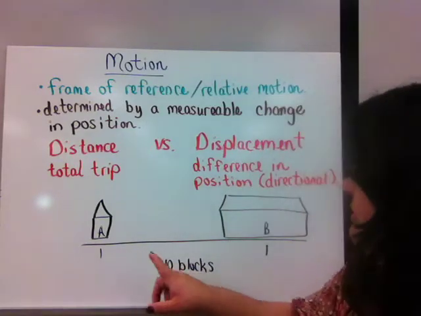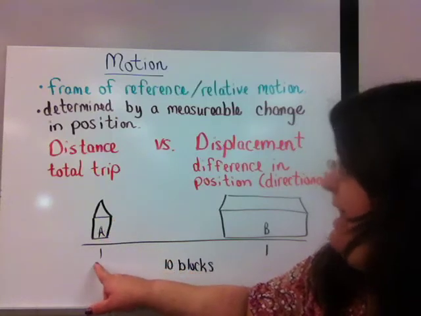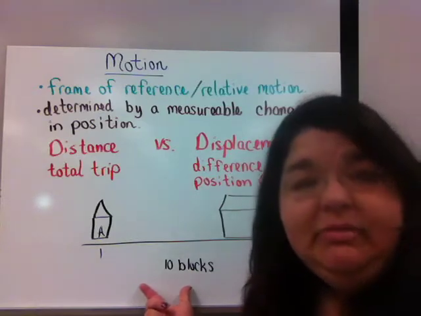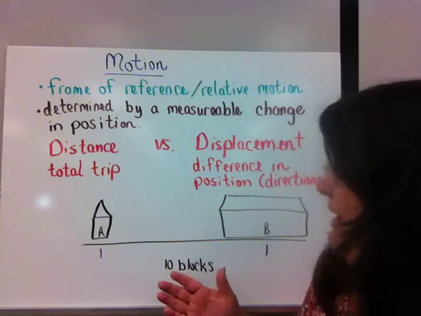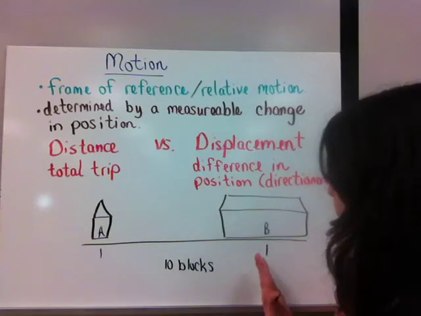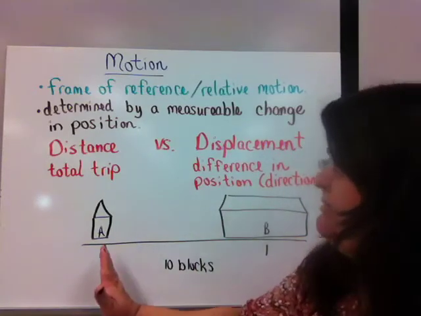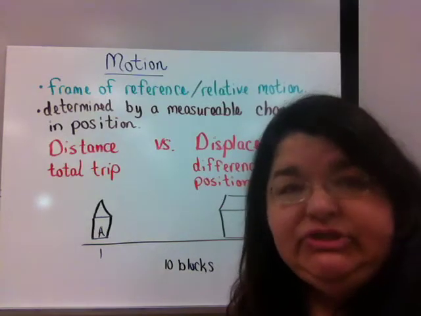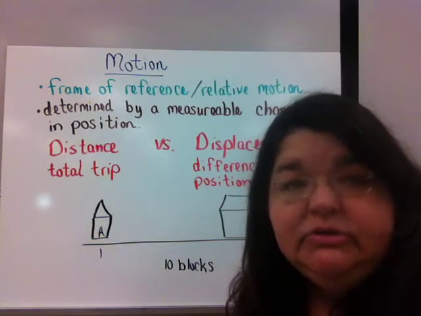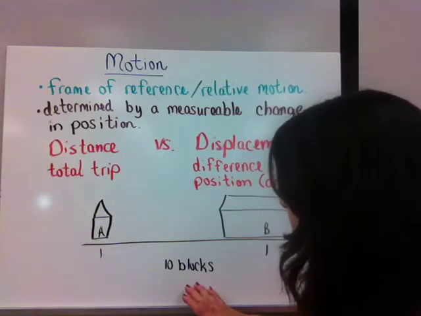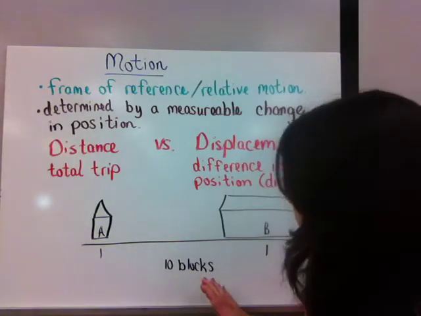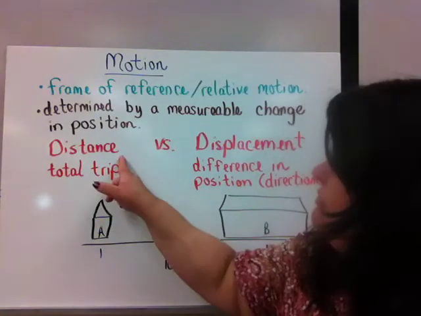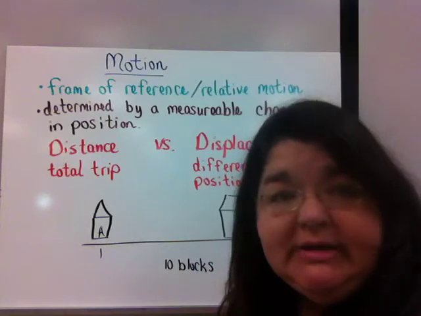So if you consider a student who lives in building A traveling to the school in building B, and let's say he lives 10 blocks from the school. So every day he walks from building A to building B, and at the end of the day he walks back to building A again. So if we wanted to say, well, how much distance does this child travel? Well, he walks 10 blocks in the morning, and at night or in the afternoon he walks another 10 blocks. So he has a total distance of 20 blocks.